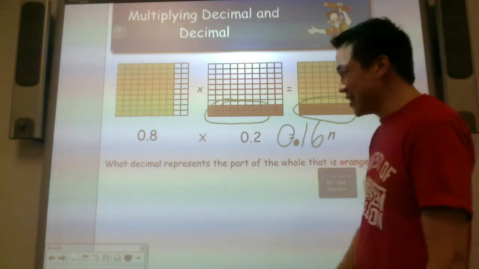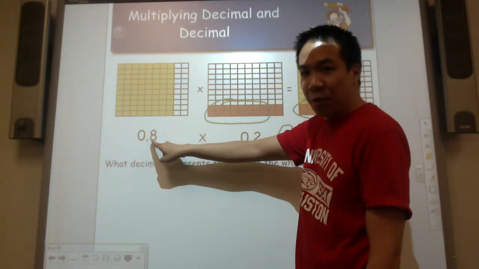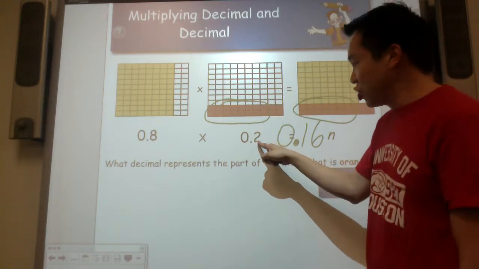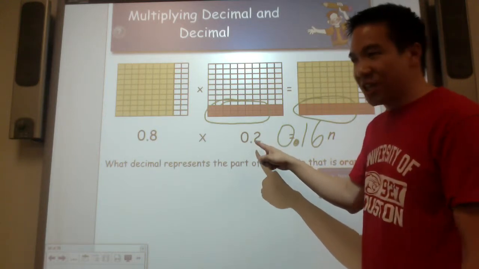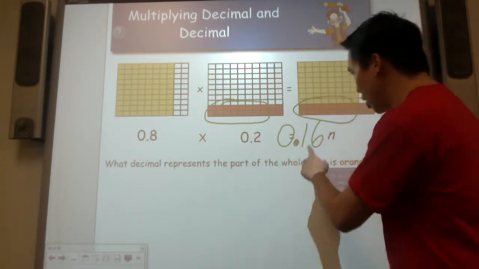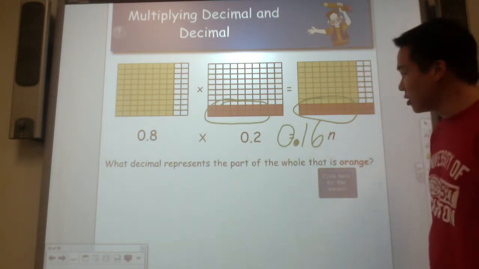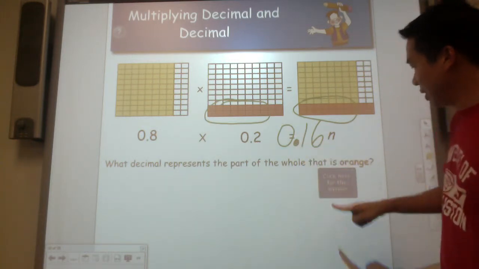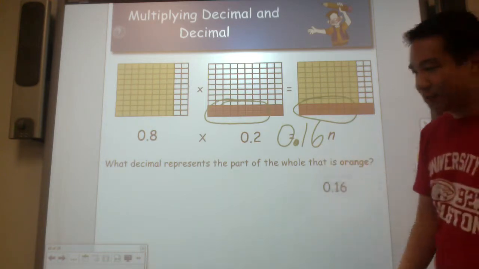Another way you can do it is this. How many digits are behind this decimal point? 1 digit. How many digits are behind this decimal point? Another digit. That's 2 digits behind the decimal points. Do you have 2 digits behind your decimal point? I do. Check. Oh, I did it correctly.